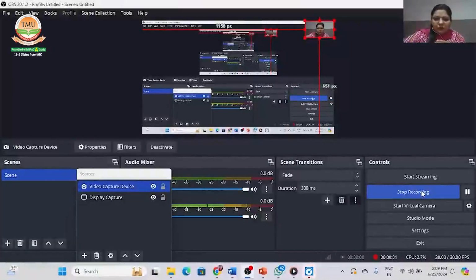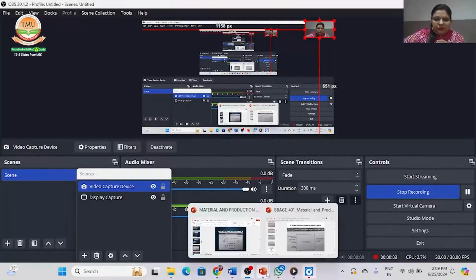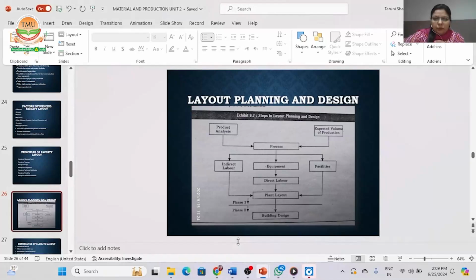Yeah, so what we were discussing at that time was layout planning and design. Basically, a particular layout has been designed as per a particular format, as per the planning or design. This is a diagram which shows how we can reach the particular building design.